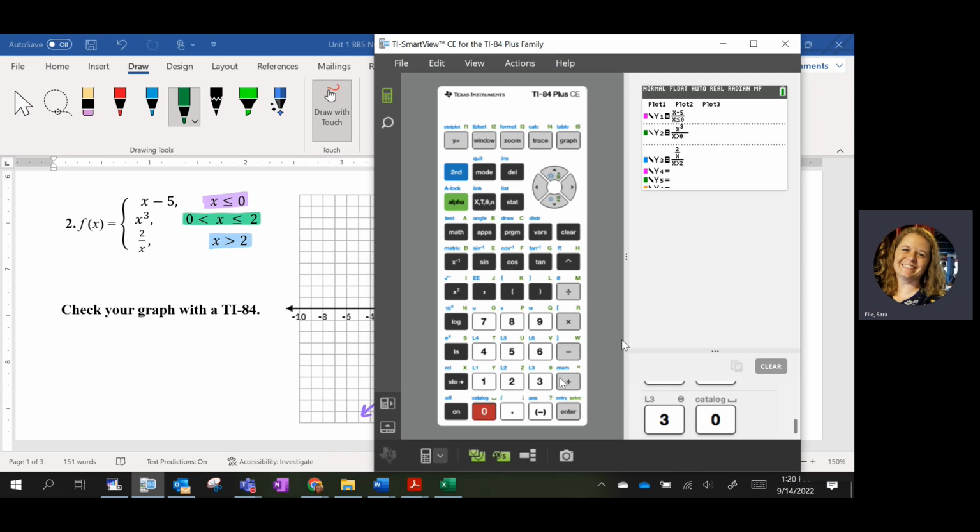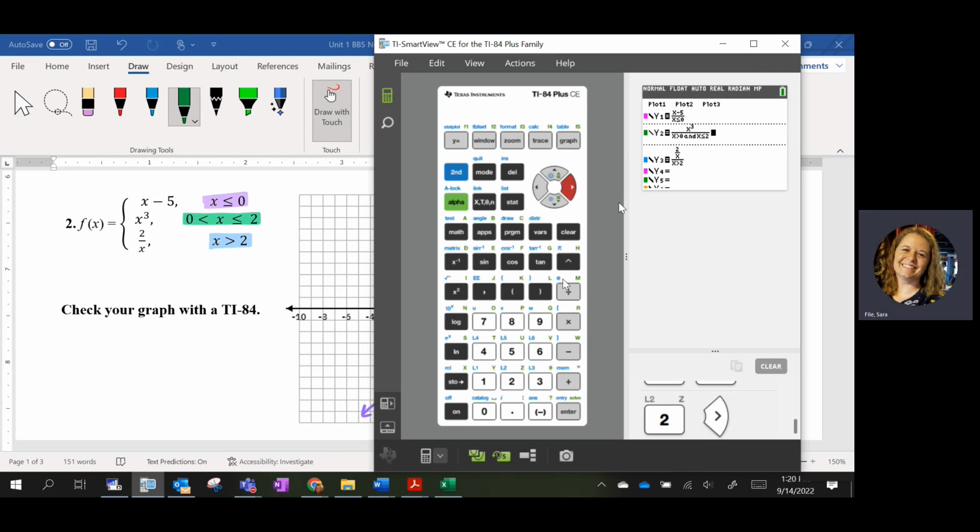Now the and is under that same menu, so second math, but you have to scroll to the right one tab. And then under where logic is highlighted, you see and. Okay, so we're going to say and. And then we're going to type in x is less than or equal to 2.